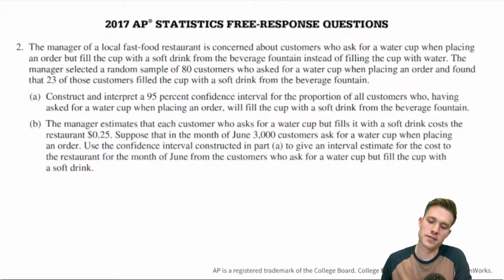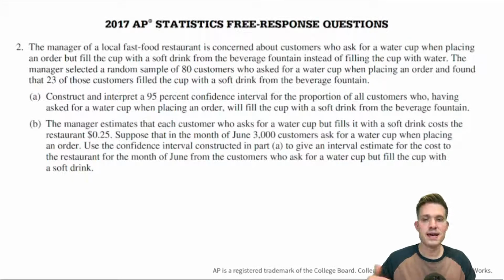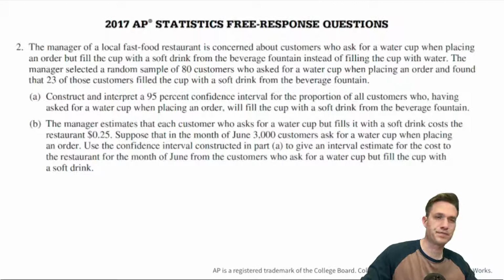We constructed a confidence interval and interpretation for the proportion of people who ask for a water cup but fill it with soda. But now we need to figure out, that's a proportion. What would be the number of the 3,000 customers who do this? And how much would that cost the restaurant if it costs 25 cents per person that does that?